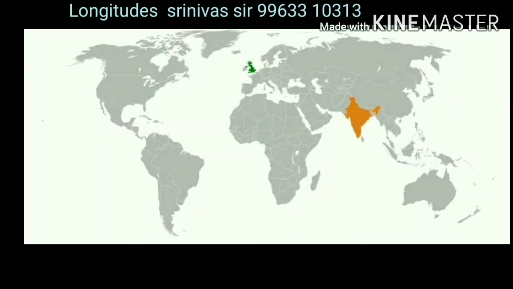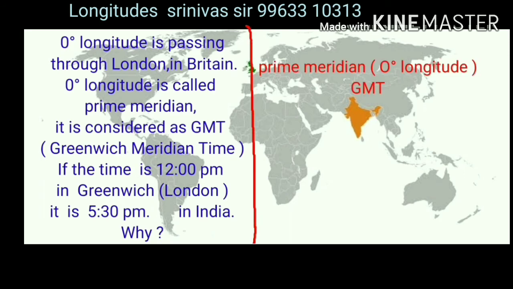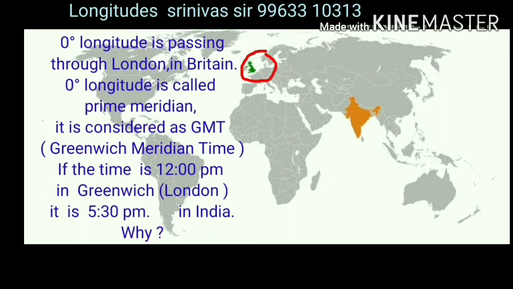GMT means: 0 degrees longitude passes through London in Britain. It is called the prime meridian. It is considered as GMT, Greenwich Mean Time. If the time is 12 pm in London, it is 5:30 pm in India. Why?